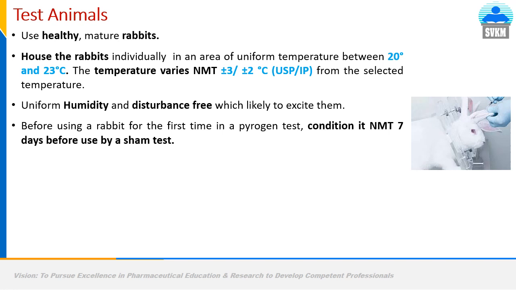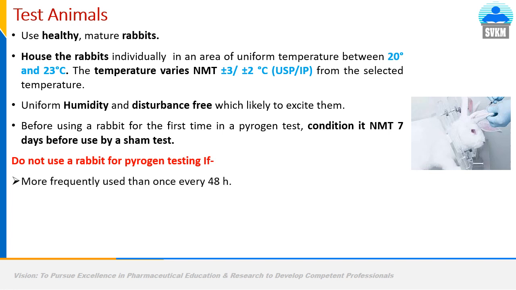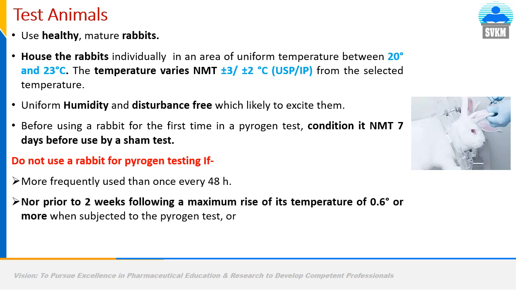Before utilizing the rabbits for the first time in a pyrogen test, we have to house these rabbits for at least 7 days before going for the sham test. We can't use rabbits for pyrogen testing if they were used more frequently than once every 48 hours. We can't utilize rabbits prior to 2 weeks following a maximum rise of temperature of 0.6 degrees Celsius or more when subjected to the pyrogen test, or if they were given a test specimen which was declared pyrogenic.